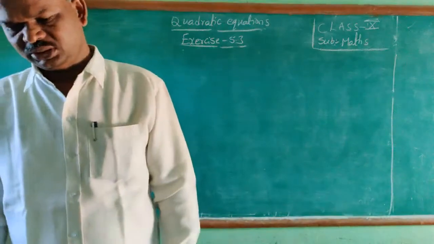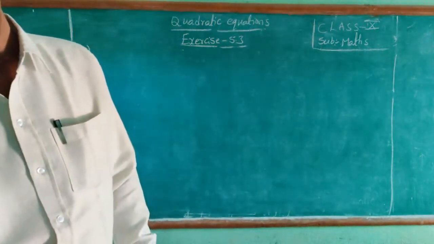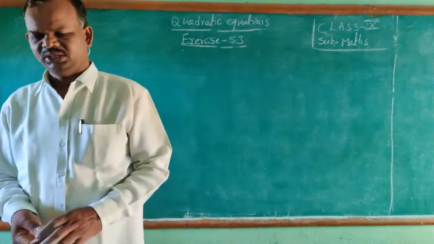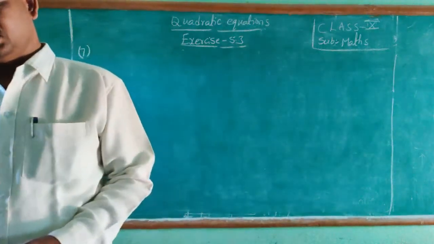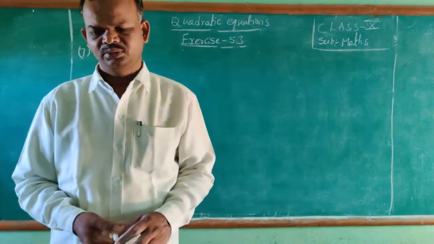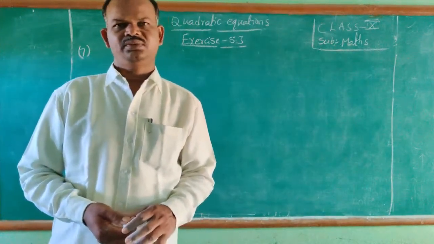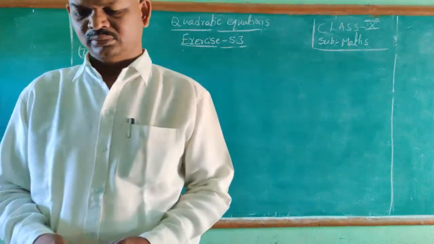Already 6 sums are completed. Now we will see the seventh one. Write the question. The difference of squares of two numbers is 180.